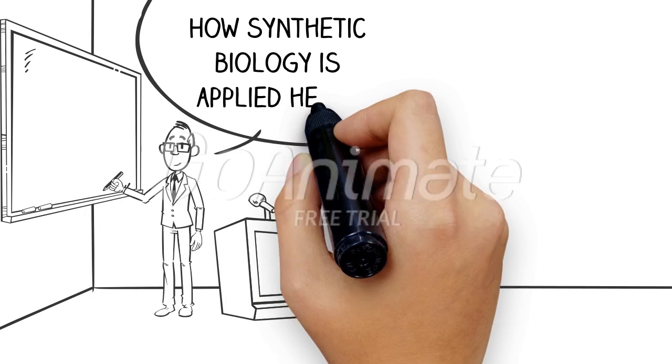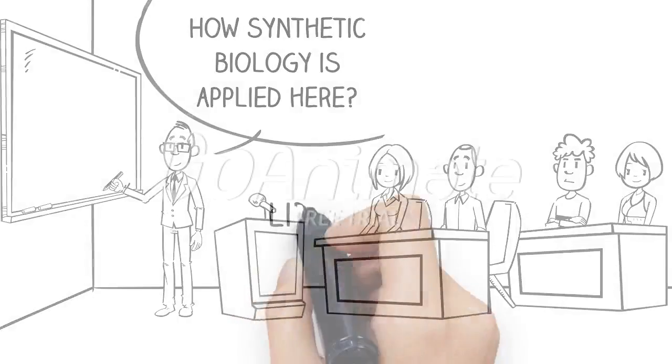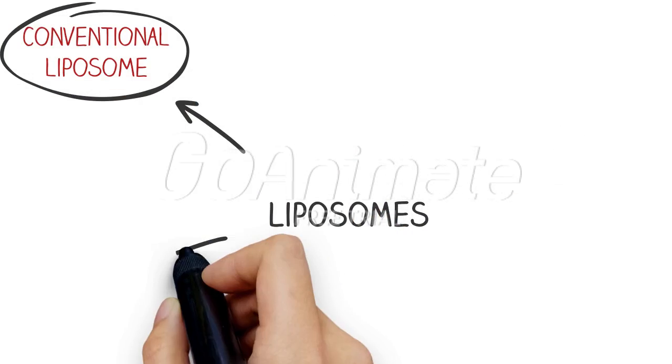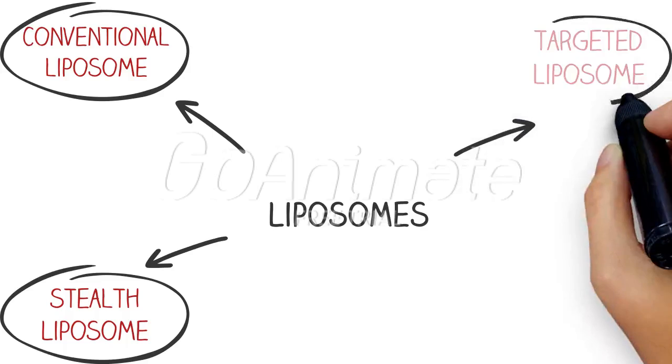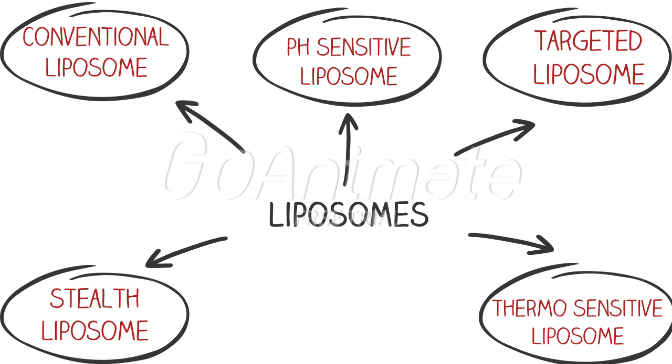These conventional liposomes are not useful for drug delivery. For making them suitable for drug delivery, we need to modify them. Here, synthetic biology comes into the picture in making these changes. We will apply synthetic biology techniques and make them suitable for drug delivery. Here, I will explain various types of liposomes along with the conventional liposomes. The other liposomes are stealth liposome, targeted liposome, thermosensitive liposome, and pH sensitive liposome.